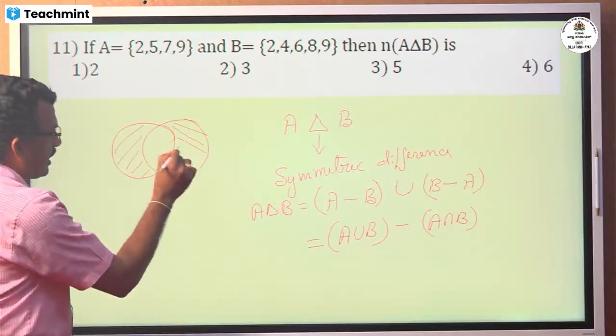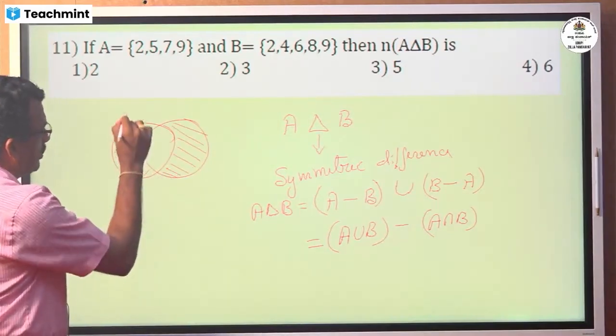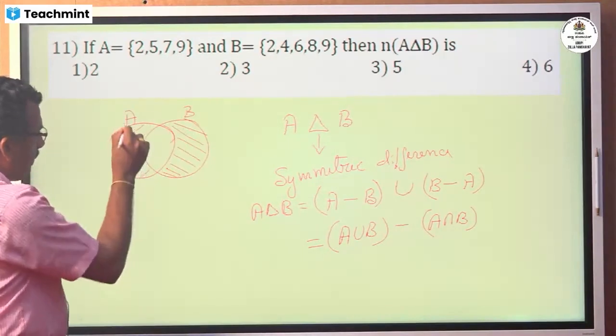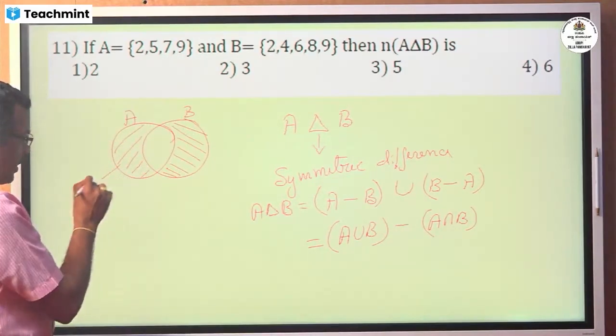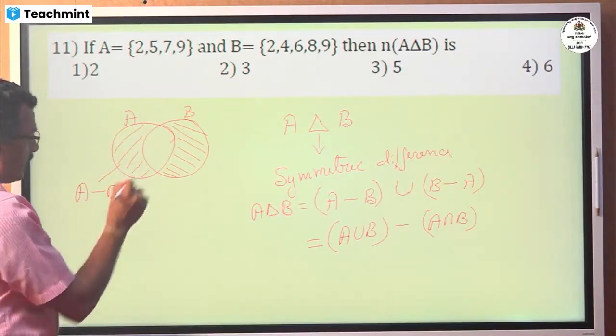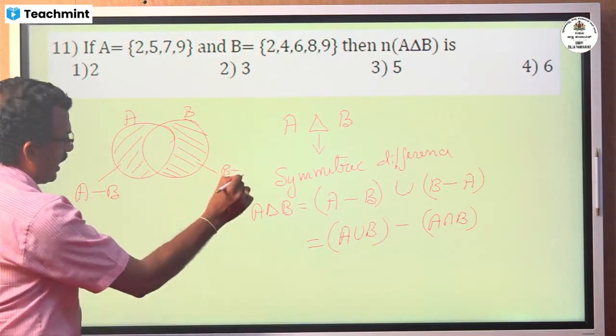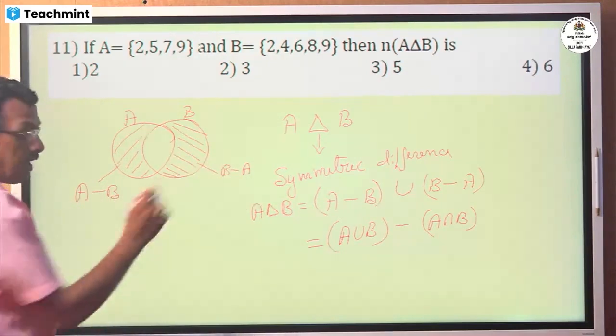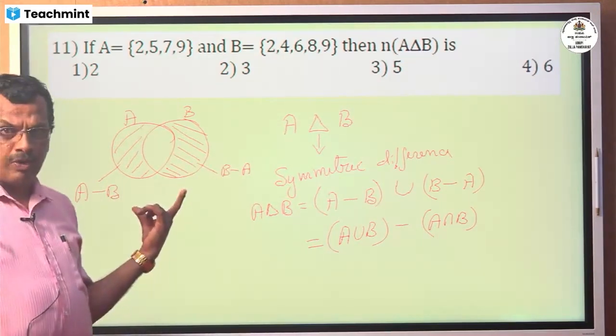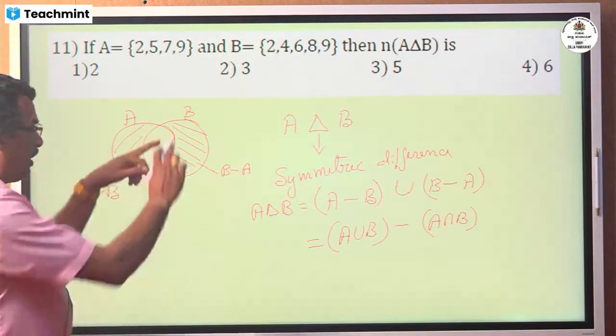B minus A is this one. When I call this one A and this one B, this is A minus B and this is B minus A. I want the union of these two. Union means we have to combine them. When we combine them, what happens?